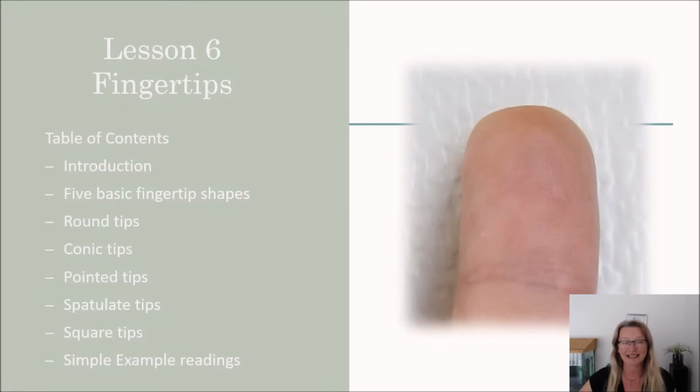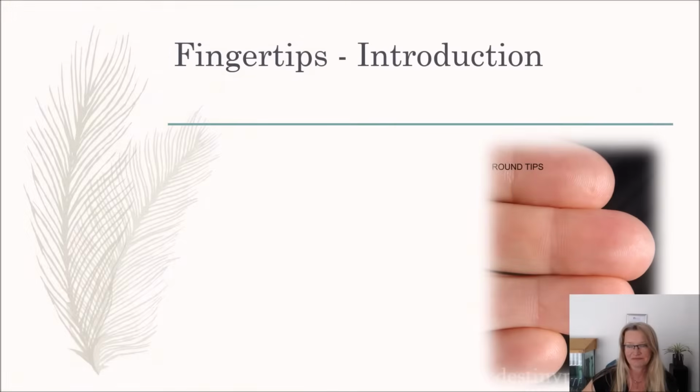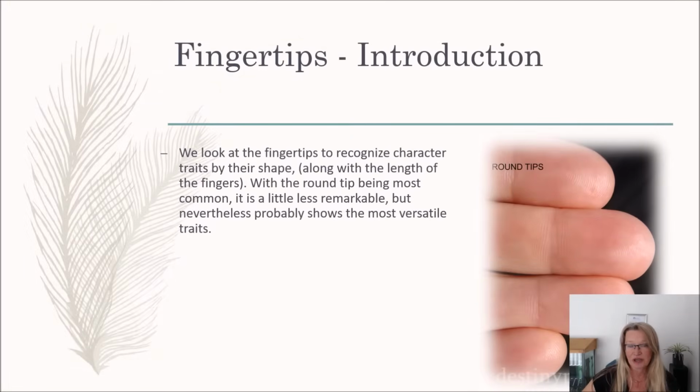Welcome to lesson 6. We are learning about the fingertips today. There are 5 basic shapes when looking at the fingertips, and that is your standard round, conic, pointed, spatulate, square. We look at the fingertips to recognize character by their shape, along with the size of the fingers. Usually we compare the two.